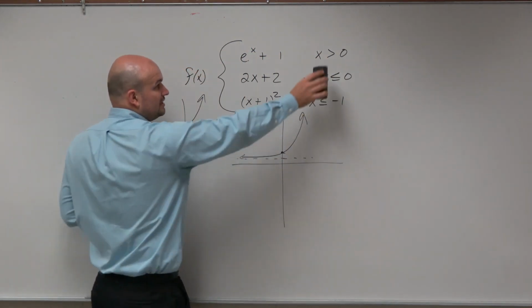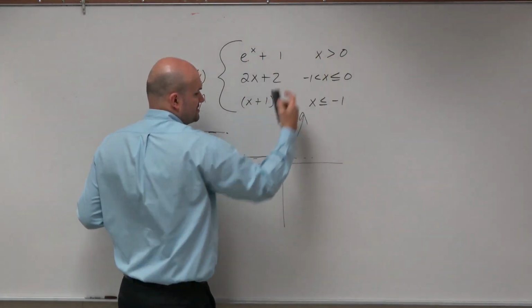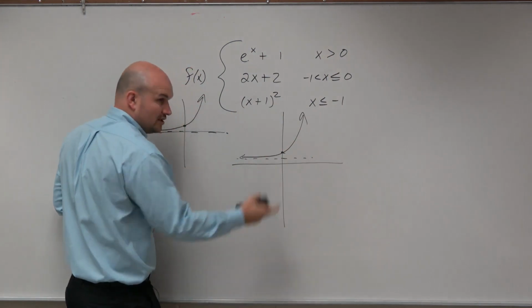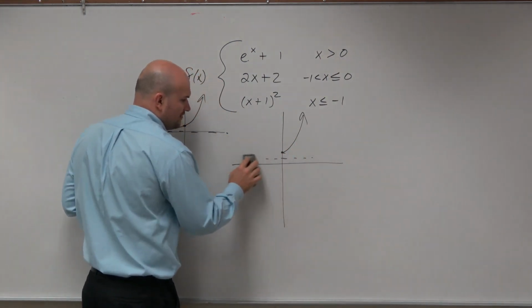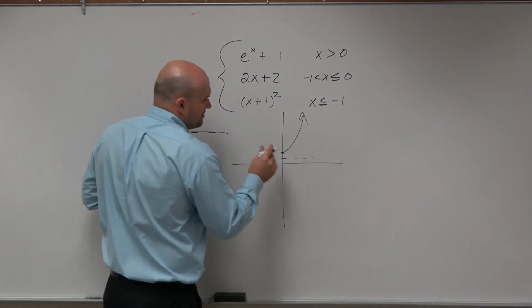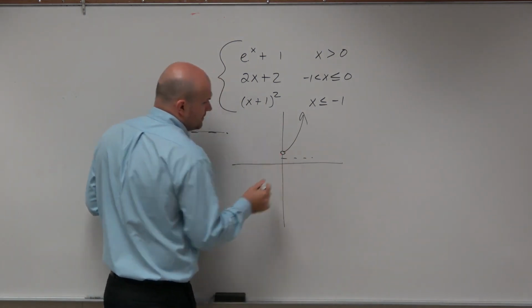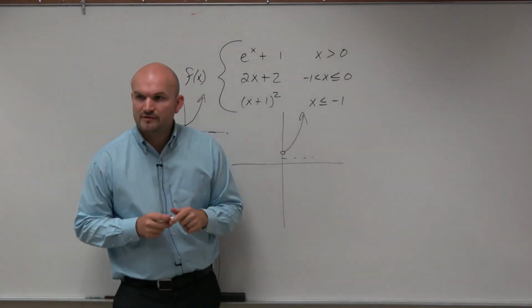Now, this says only graph this function for x is greater than 0. So x is greater than 0 is only positive x values. So I'm going to delete all of this. And I'm going to make this a nice hole. Anybody have any questions on the first equation?